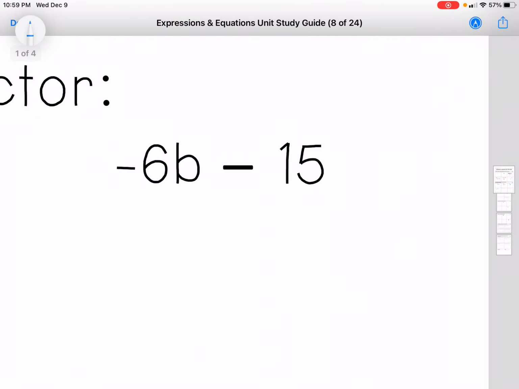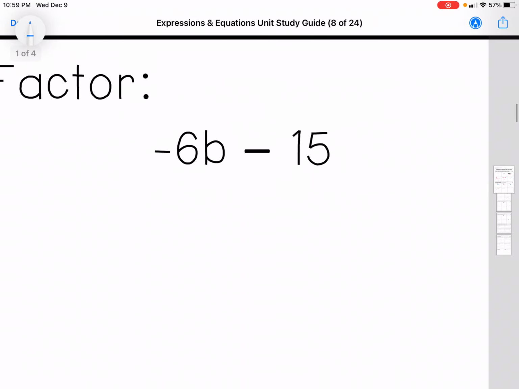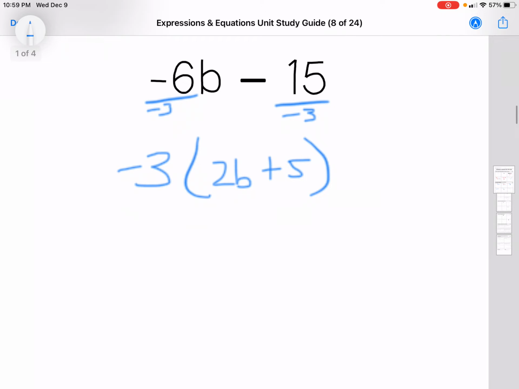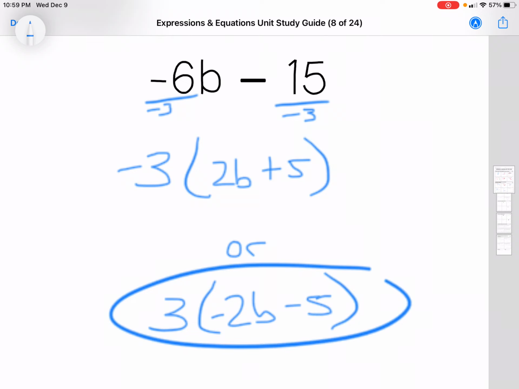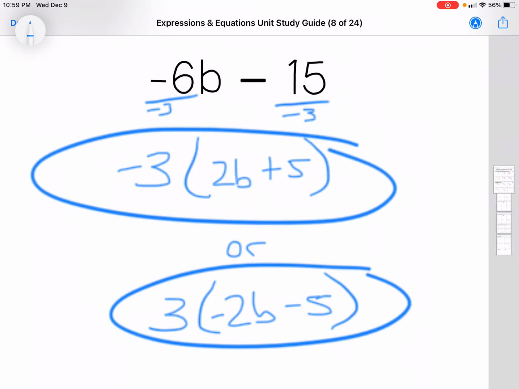What can you take out of both of these? A 3 or a -3. So I'm going to take out a -3. Okay, what is that divided by -3? It's +2b. Take out a -3 there, and you're going to get a +5. Or you could have just took out a 3, and you would have been left with -2b minus 5. Either or. If you get one of those answers and it's not on your test, check the other way, okay? Because it'll probably be that way on your test.